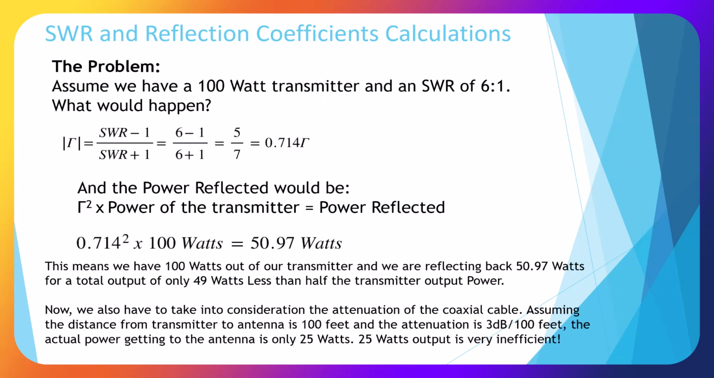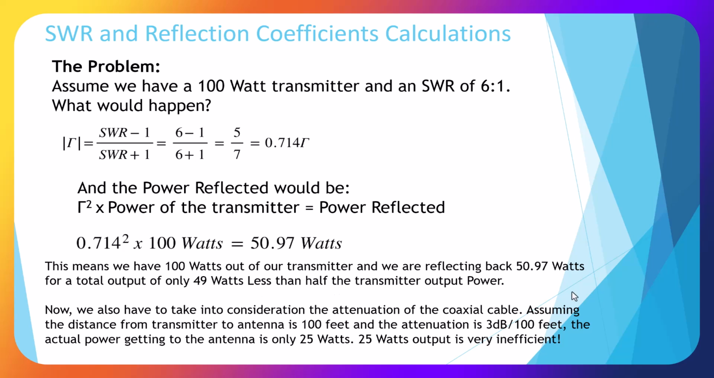So assume we have a 100 watt transmitter and an SWR of 6 to 1. So what would happen? So we go through our calculation here and we come up with 0.714 rho, and the power reflected would be, using this formula here, 50.97 watts. This means 100 watts out of our transmitter and we're reflecting back 50.97 watts, for a total of only 49 watts or less. So this is less than half the output power.